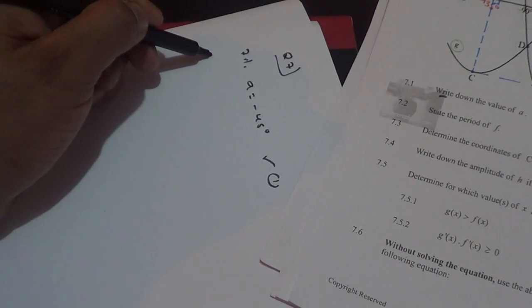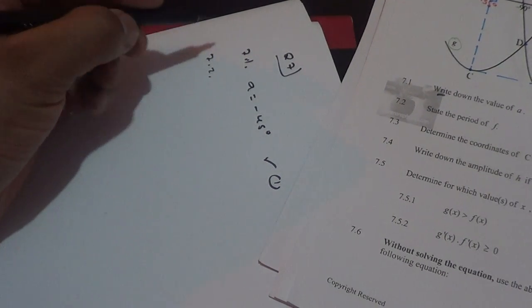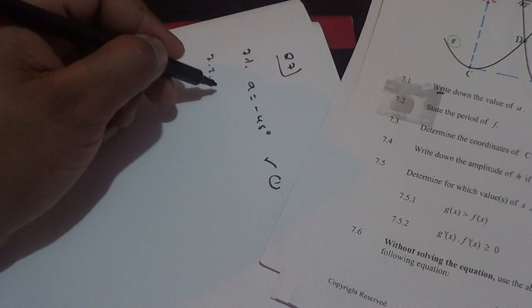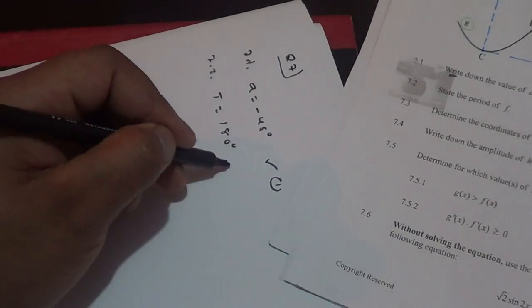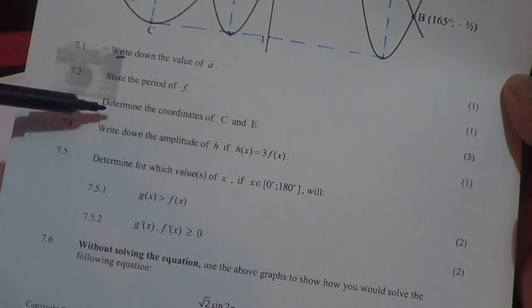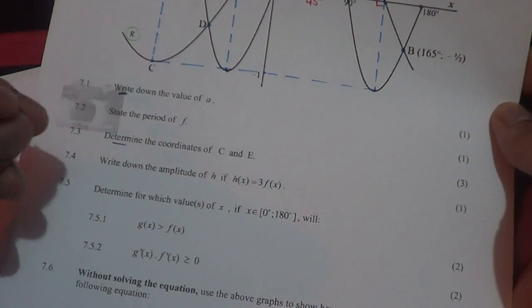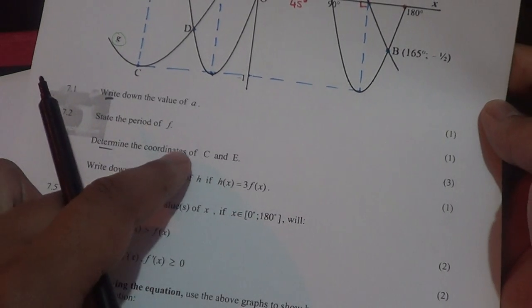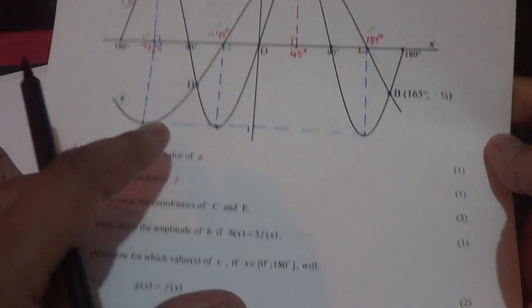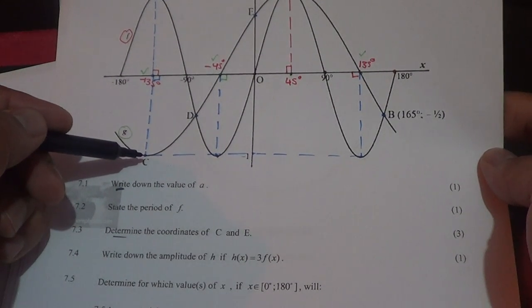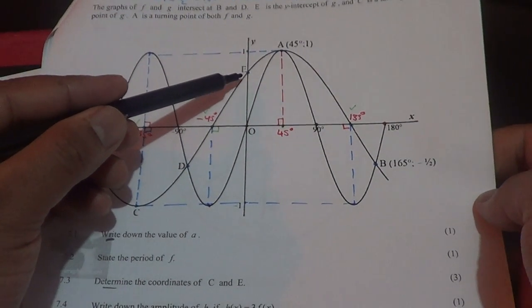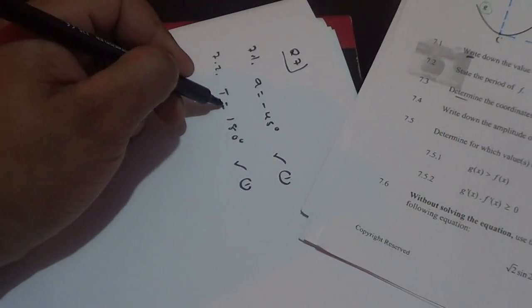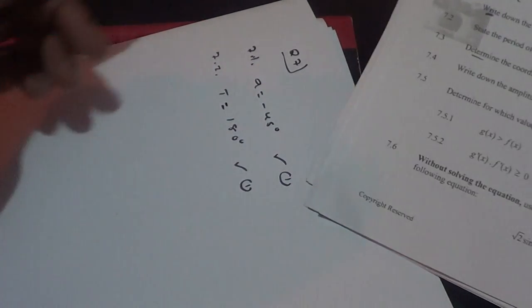When they say state, it is the same as write down or give, you just give the answer. So we know that the period is going to be 180 degrees, 1 mark. Okay, now determine. Now that is a question. You have to not just show up with an answer. Determine the coordinates of C and E. Okay, so what is C? It is the turning point of our G. E is the y-intercept of our E. So we have to work these ones out, but paying attention to the fact that we need to focus on those areas specifically.